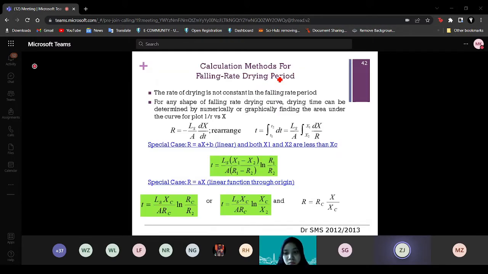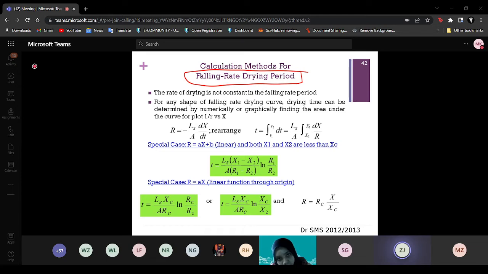Okay, I want to complete the calculation. For the experimental data in the constant rate period, the equation you can use is T equal to something, or you have X versus T, or R versus X. So that is the method. They have a method to solve it.